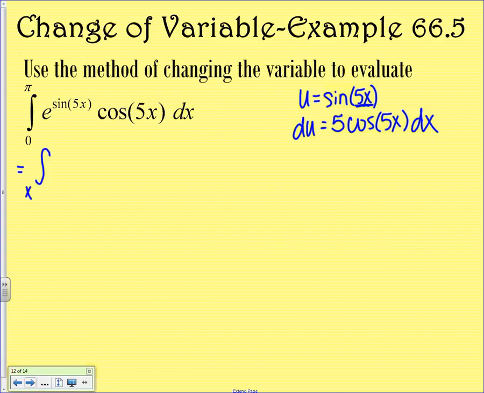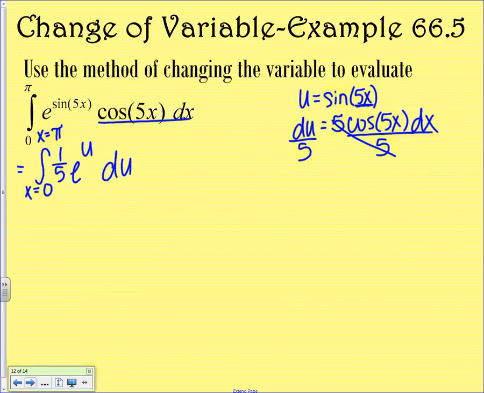some people find it helpful to write x equals 0 and x equals pi so that they remember to change it later. So if that helps you, you can do that. E to the u. Now, cosine of 5x dx. Over here, we have cosine of 5x dx. So we need to divide it by 5 to get that by itself. And so now we really just have 1/5 du instead of cosine 5x dx.